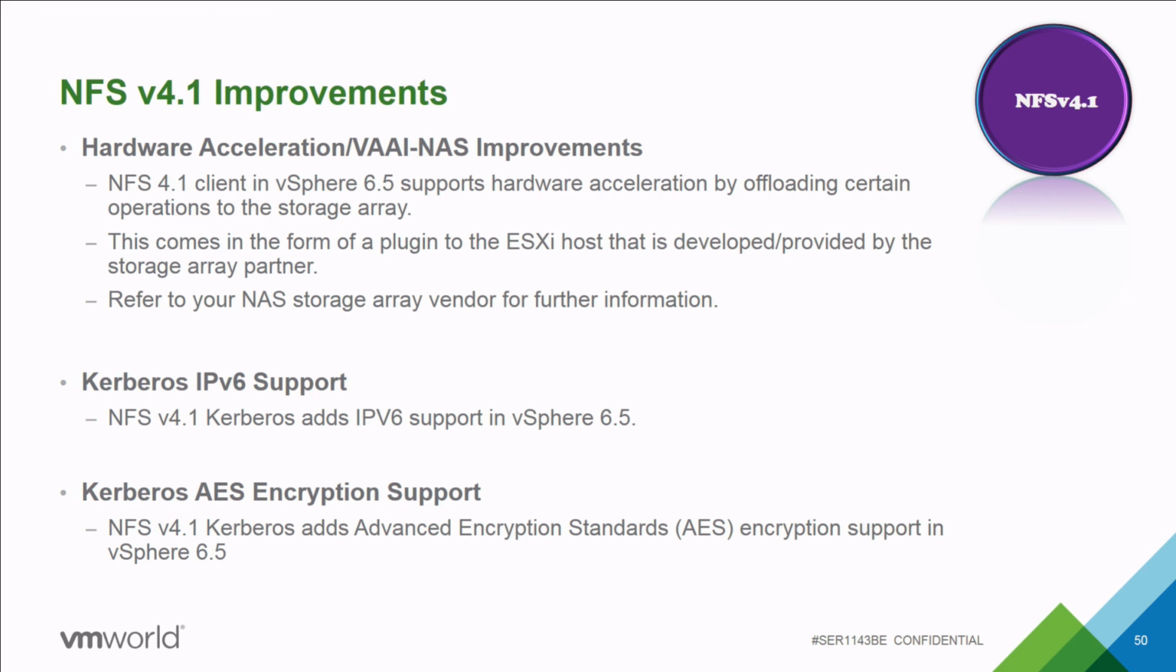Of course, your NAS storage array partner needs to be able to provide you with that plugin. It's different to block storage. With block storage, we have it built in, but we need a plugin from your NAS storage array vendor in order to consume these primitives. So what we've had in NFS version 3, we now have in 4.1. And just some enhancements around Kerberos support as well. For NFS 4.1, we have IPv6 support now as well. And also AES encryption is available in 6.5 for those of you who are interested in NFS 4.1.